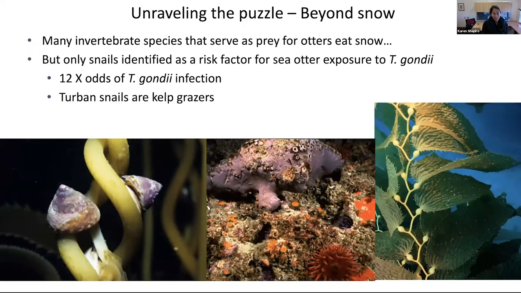So that was a really exciting finding for us, but we knew that the story of how toxo gets to sea otters could not end there. And the reason for that is that sea otters eat many different types of prey. Most of these prey items, so invertebrates, eat marine snow, but not all sea otters are infected equally. And in fact, epidemiologists that did this research just before Liz and I joined the team found out that sea otters who specialize in marine snails are 12 times more likely to be infected with toxoplasma. Snails were the only dietary source that had this high risk for exposure. And what sets turban snails apart is that they graze on kelp. So they actually use a radula to scrape kelp from the surface of these fronds here on the right side.